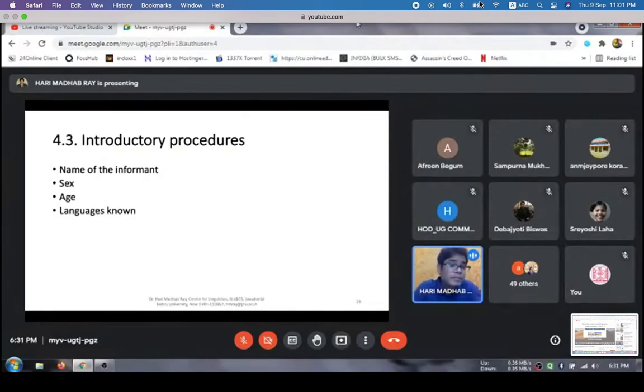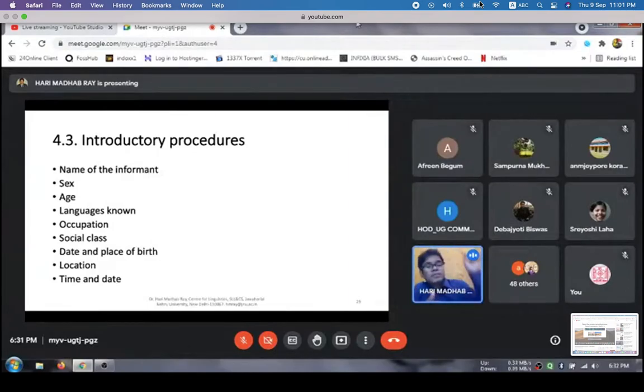The name of the informant, sex, male or female, age, what is the age group, what are the languages known, whether it's only mother tongue, and maybe you can divide into mother tongue and other tongues also. Occupation, social class, and date and place of birth also, because that has influence. Let's say someone is from another country and his grandmother and grandfather visited or shifted to another country. So this also can have a different kind of language variety.